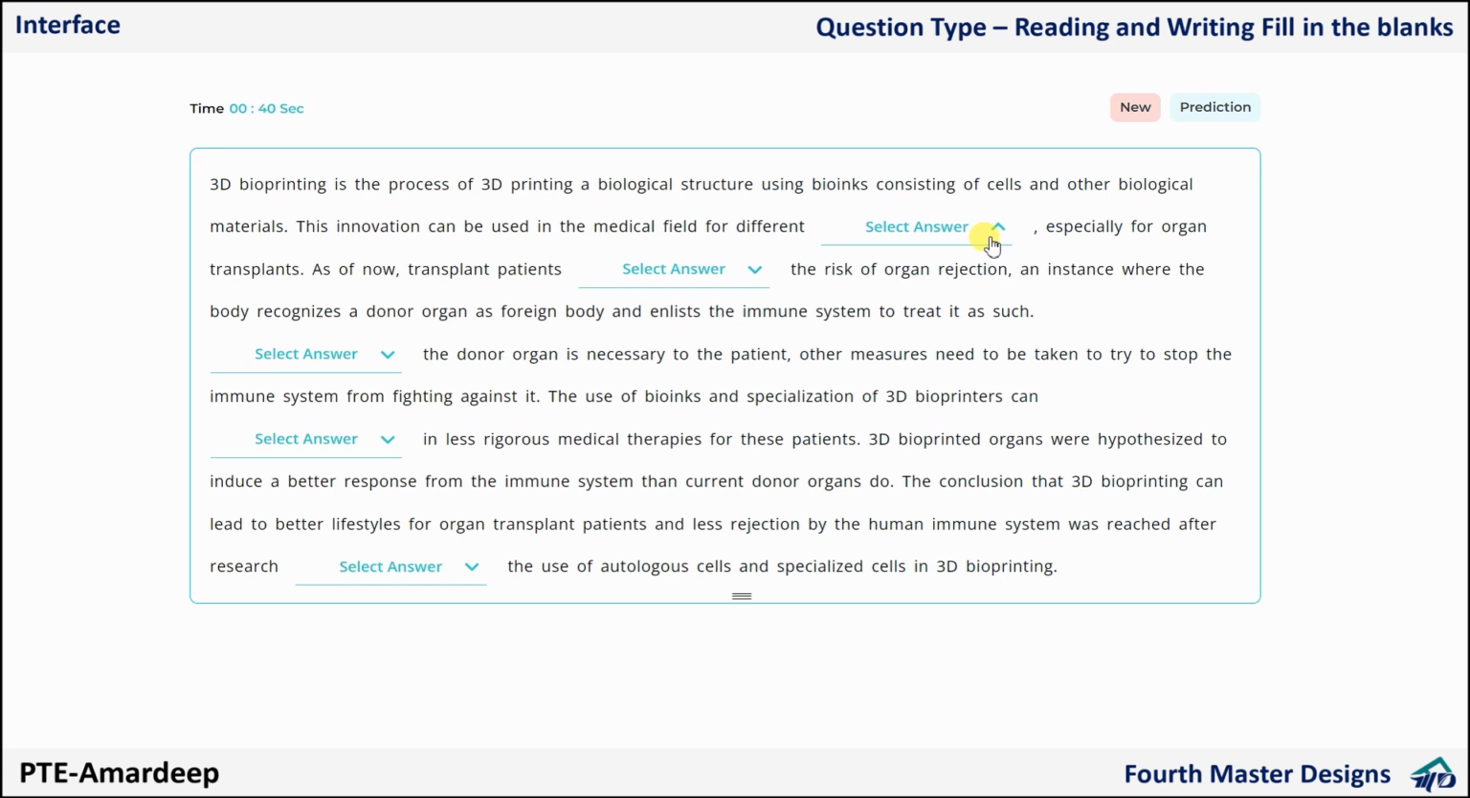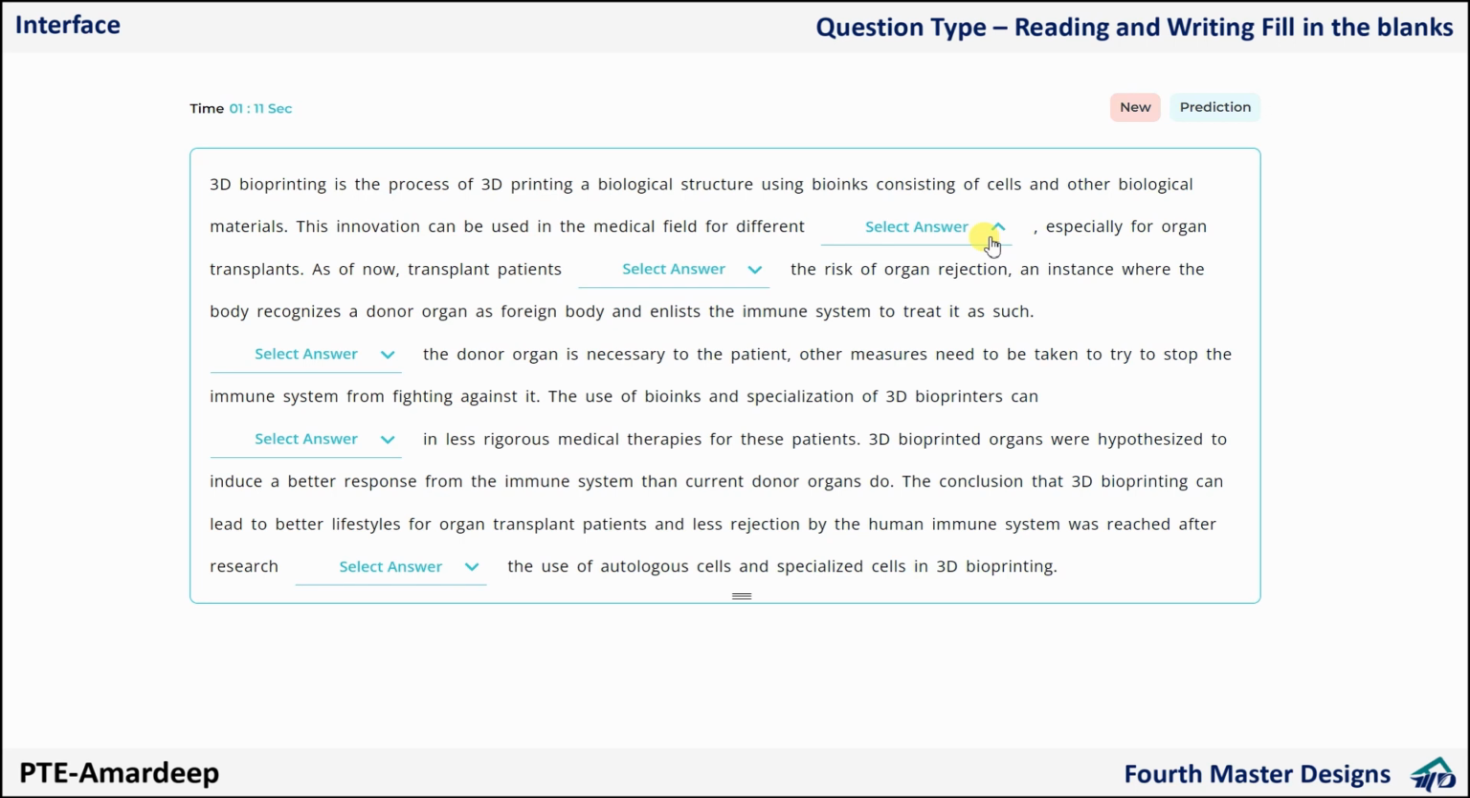What should be your target? Your target should be to answer at least 21 out of 24 correctly. In the same way, let's say 17 or 18 out of 20 correctly. If you score this much, it will be very easy for you to score 80 plus. If you answer 4 or 5 incorrectly, the probability of getting 79 plus will be reducing, comparatively less.